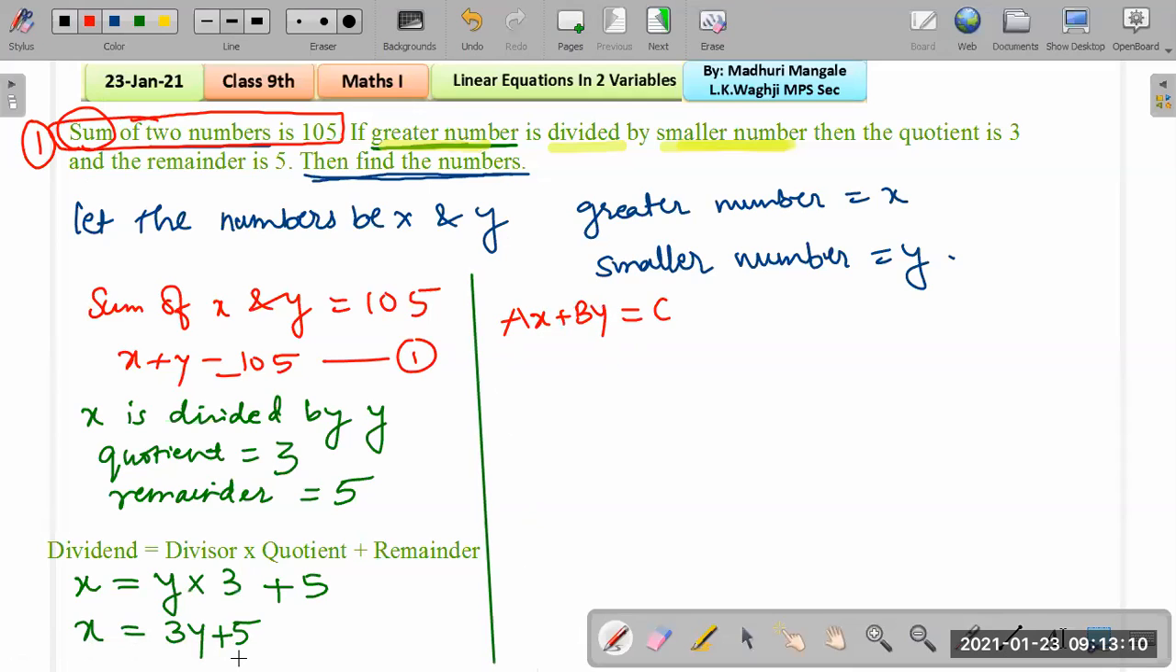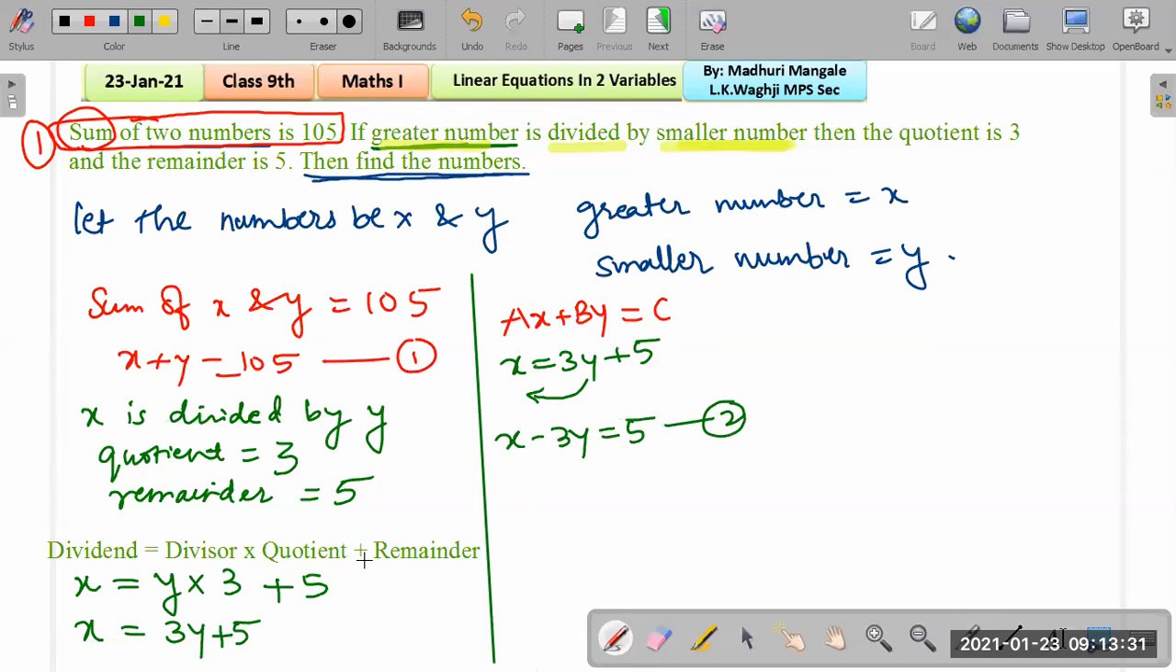So get the x and the y terms on one side. So the equation we have got is x equals 3y plus 5. Get this y on this side. So that will be x minus 3y equals 5. This is the second equation. Okay, I hope this is very clear.